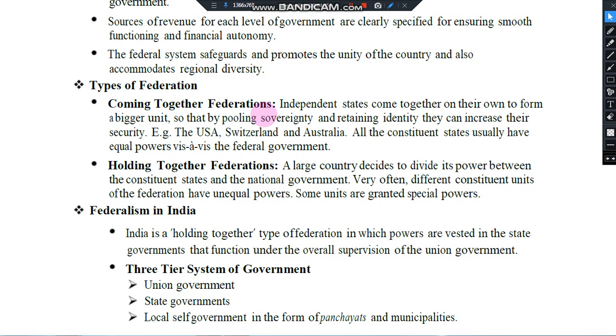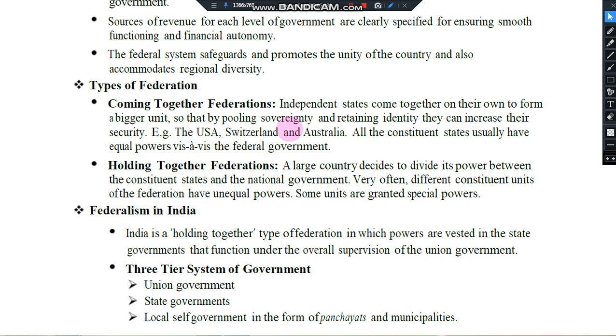Now, coming together means what? We can take the example of the US, United States of America. 13 colonies were there. These 13 colonies came together and formed a federation. That is called coming together. And what exactly does holding together mean? Whatever states are there, for example India, we are holding them. Earlier in India we had provinces. After 1947 these provinces merged with India. That is called holding together.